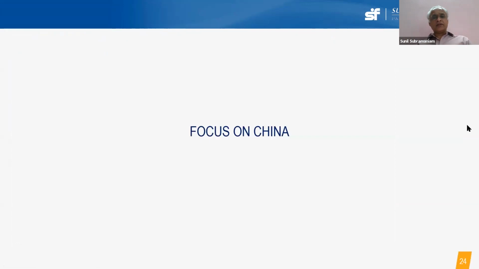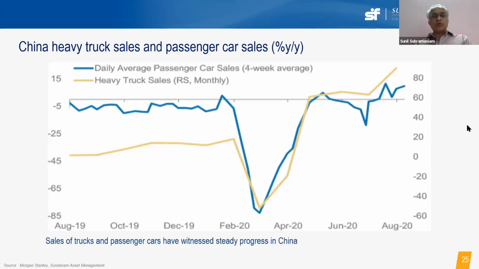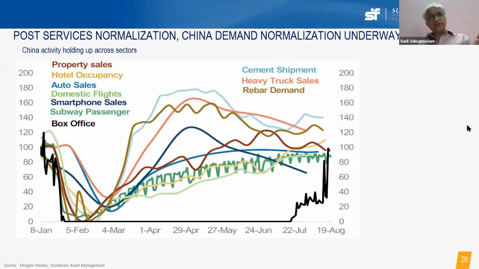Let's also look at China. There's a specific reason that we want to look at China, because not only is it proximate to India and a big competitor with India, but also the fact that China got the virus first, and the recovery has also happened first. So you can see that both on the consumer demand side, auto and passenger car sales, and the industrial demand side, heavy truck sales, you are seeing a V-shaped recovery. There was a slight flattening due to the floods, but again you are seeing the rise back on track. And across a range of indicators, you are seeing varying levels of V-shaped recovery in the Chinese economy.